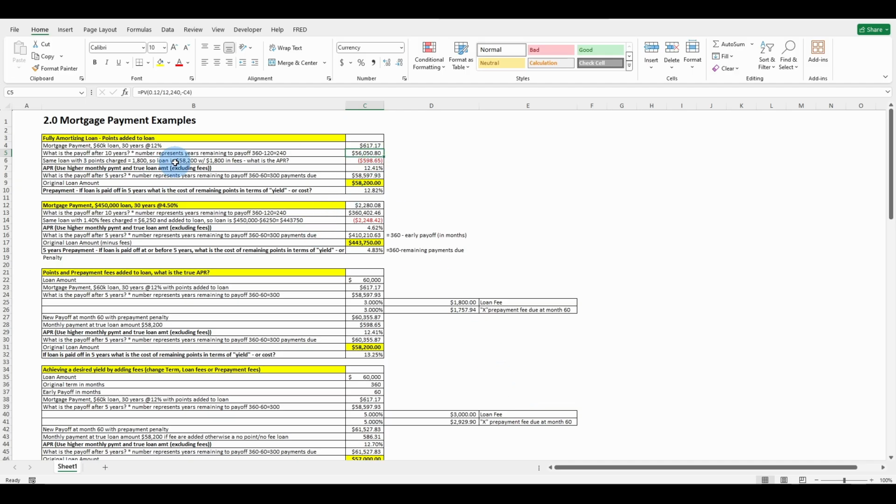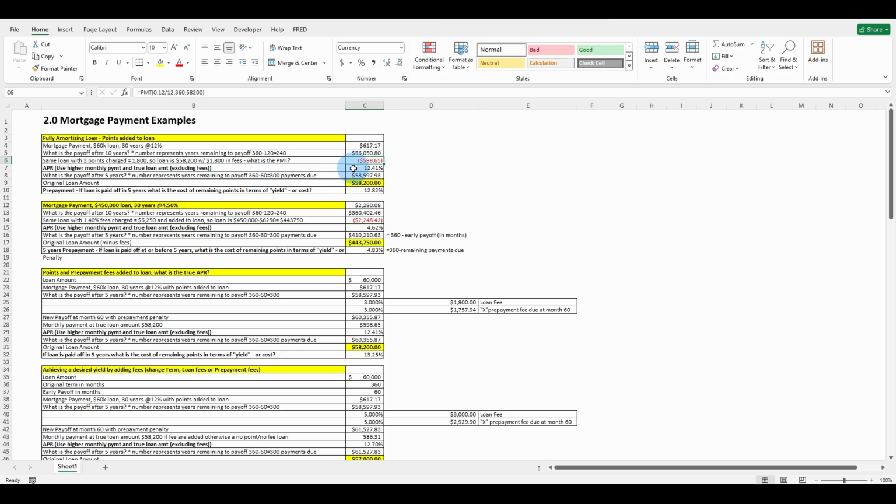Same loan with 3 points charged. What are we doing here? In that previous example, same loan with 3 points charged, 1,800. We're using 58.2 with 1,800 in fees. What is the APR? Well, we were looking at the payment. We didn't compute the APR. So what is the payment? $598.65.